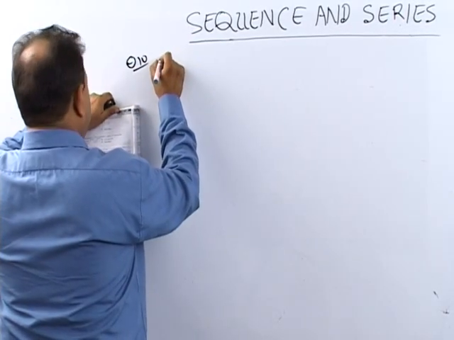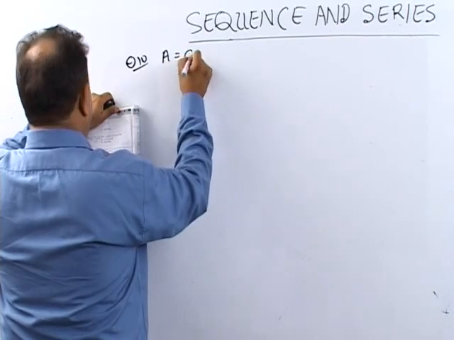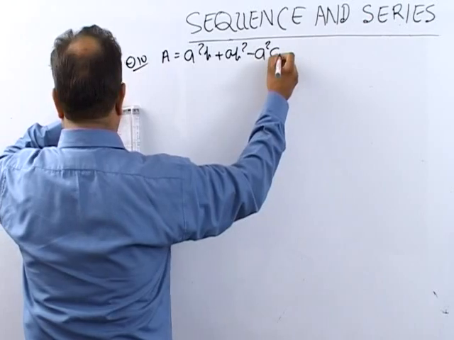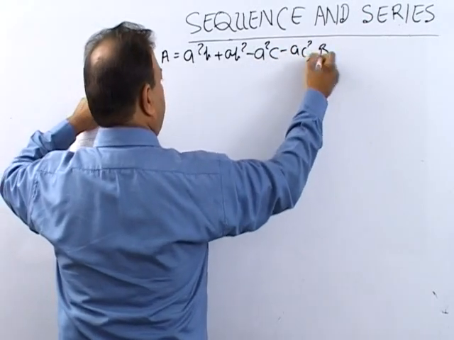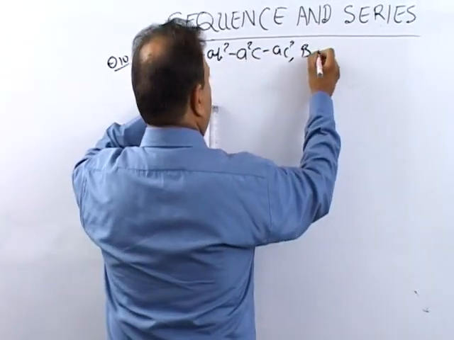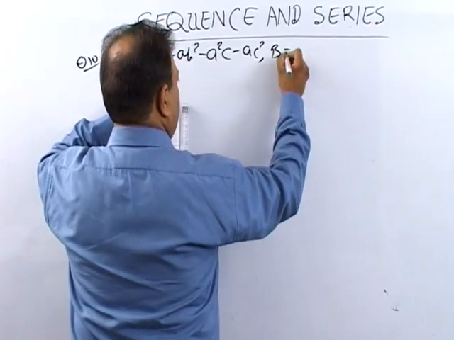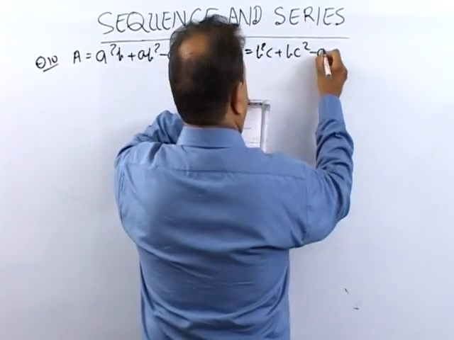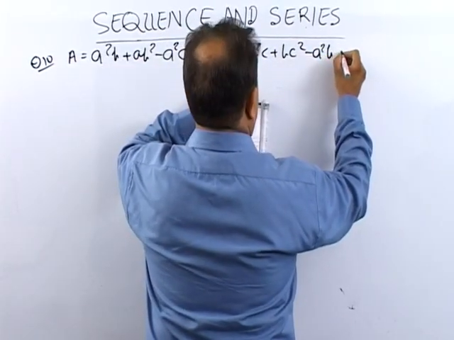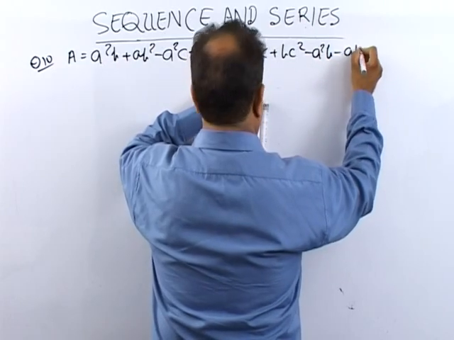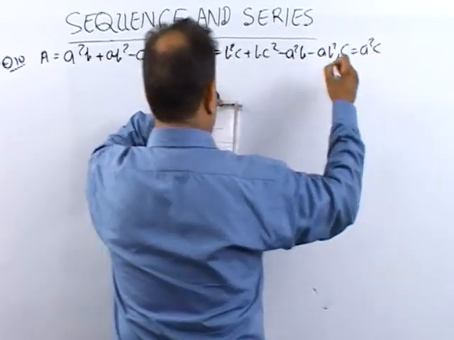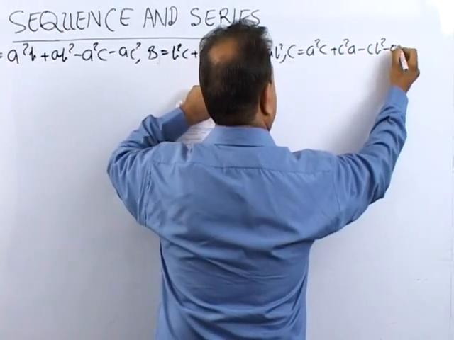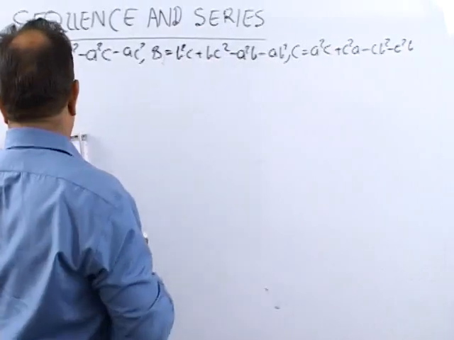Suppose we have been given, in short I have written out, a square b plus ab square minus a square c minus ac square. B we have been given out. B is equal to b square c plus bc square minus a square b, then it comes out to be minus ab square. Then c is a square c plus c square a minus cb square minus c square b.